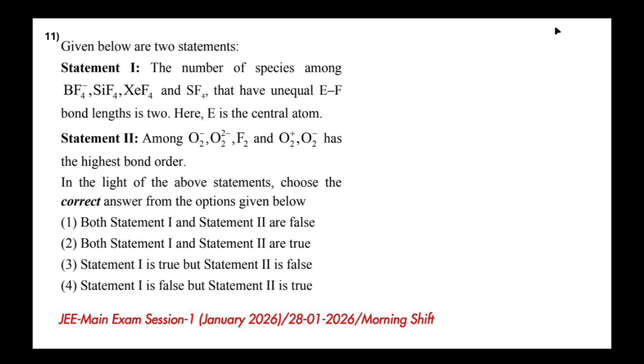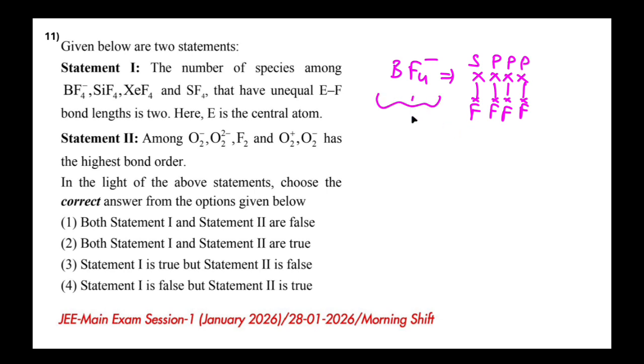First, the BF4 minus molecule. Here boron belongs to the third group, so valence electrons are 3, and one extra electron is there. Boron is bonded to 4 fluorine atoms, and each fluorine contributes 1 electron for bond formation. These electrons belong to the orbitals s, p, p, p. So BF4 minus undergoes sp3 hybridization.